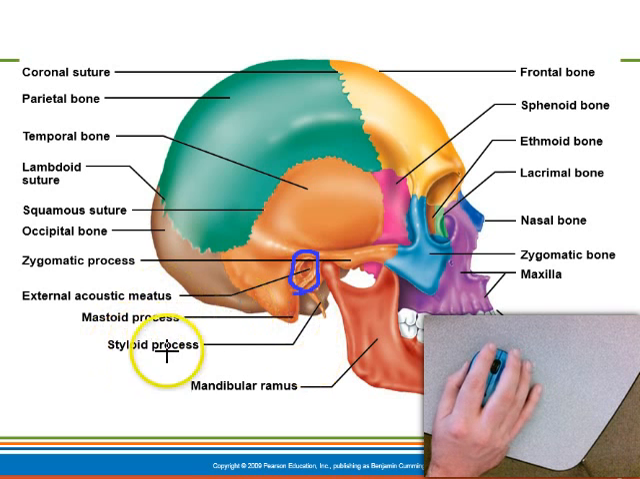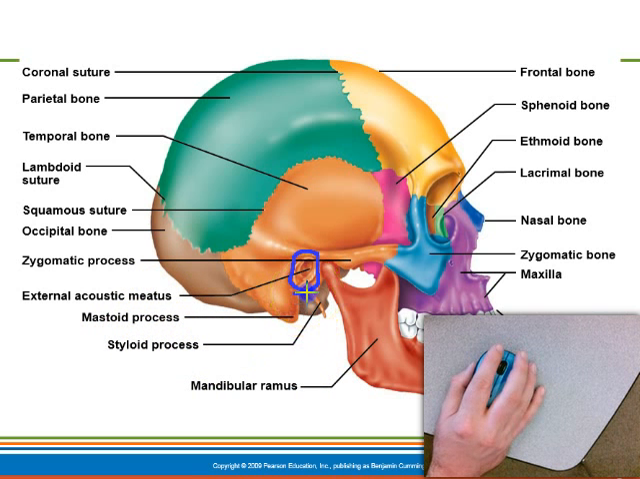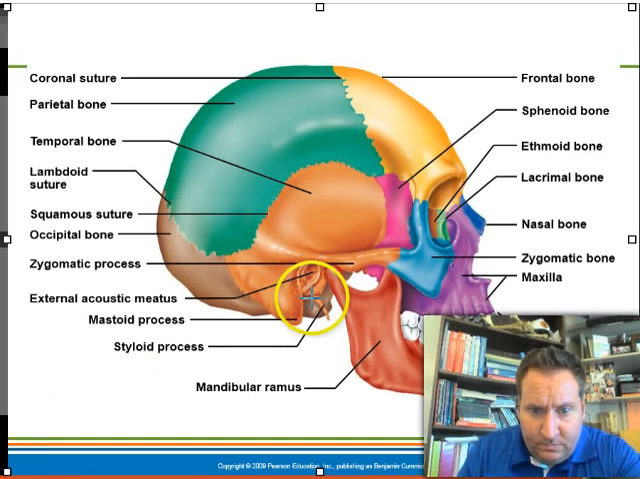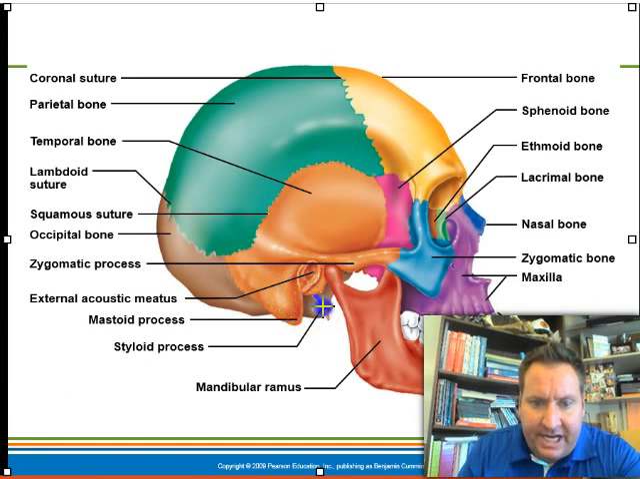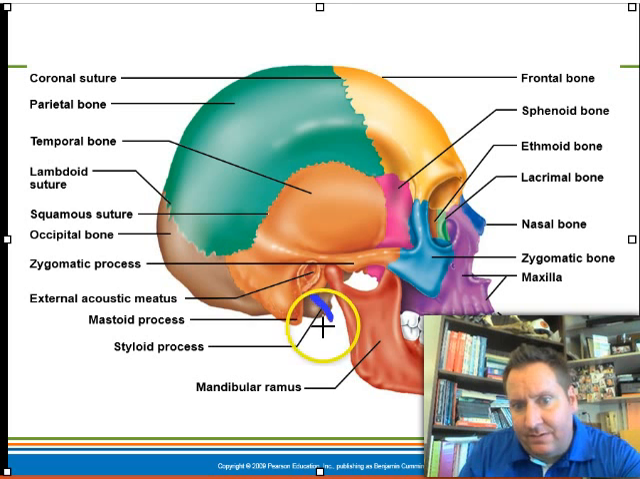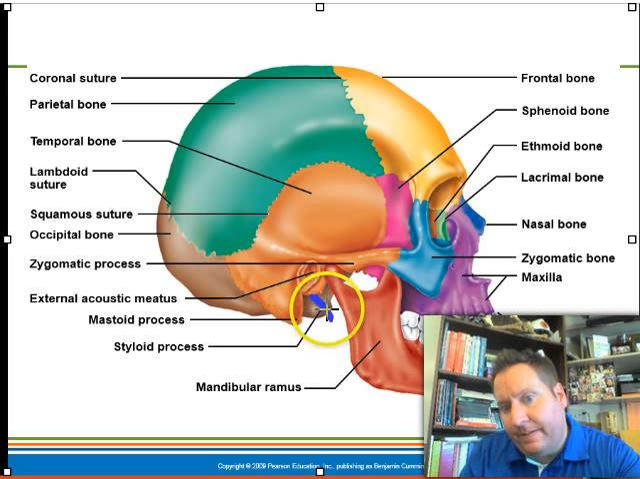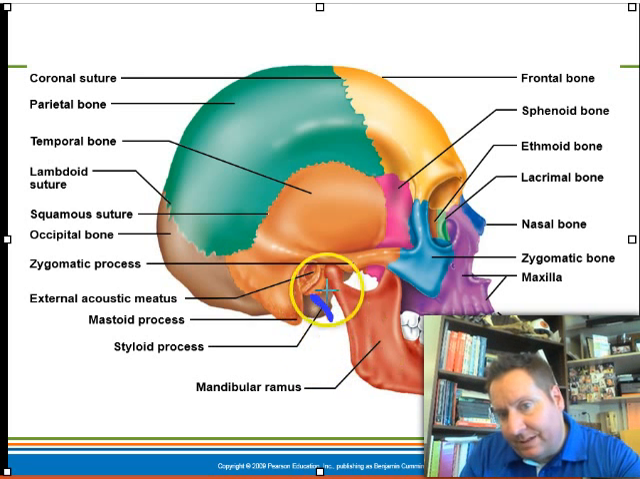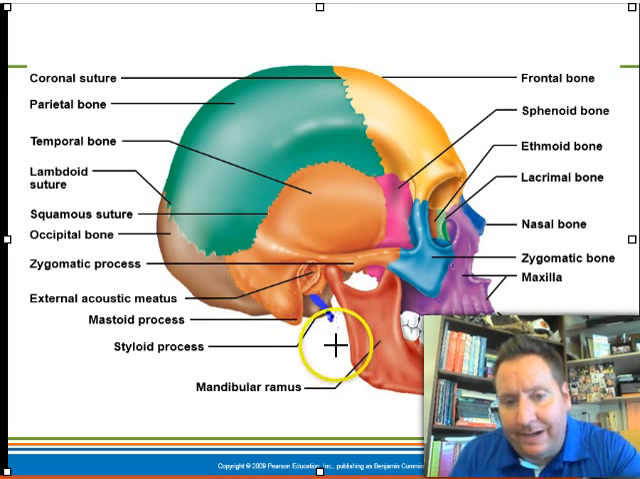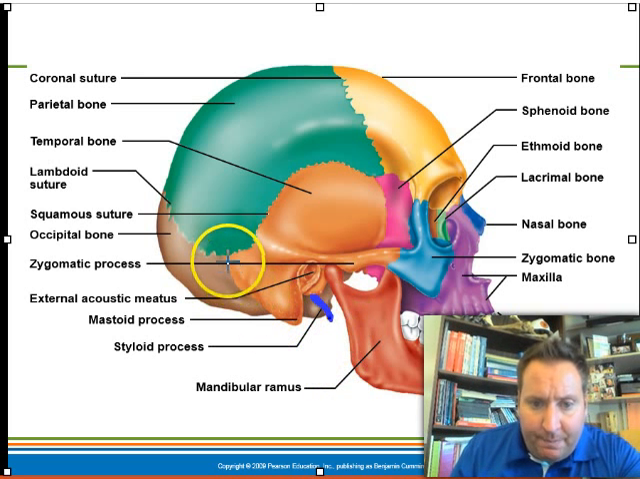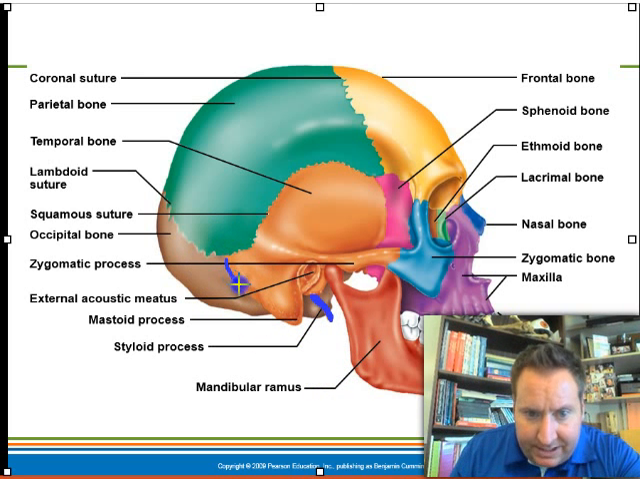You have a process right here. Remember, processes are projections off of bones. This is called your styloid process. The styloid process serves as an attachment point for a lot of muscles associated with your larynx and your tongue. Many tendons attach to it and form muscles that attach to your larynx and your tongue. This right here is called the mastoid process.